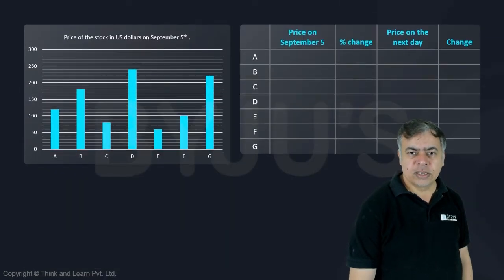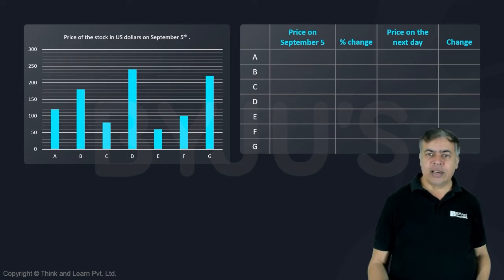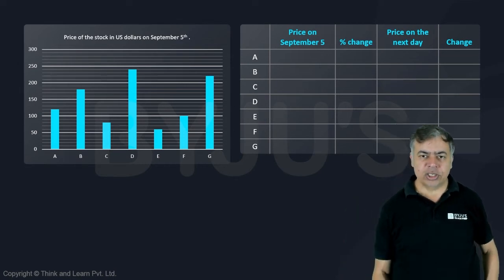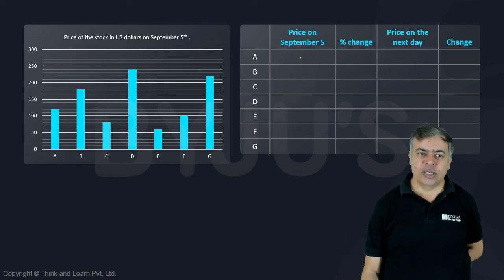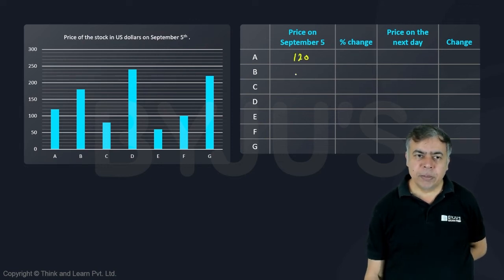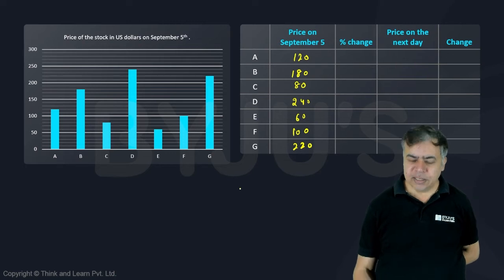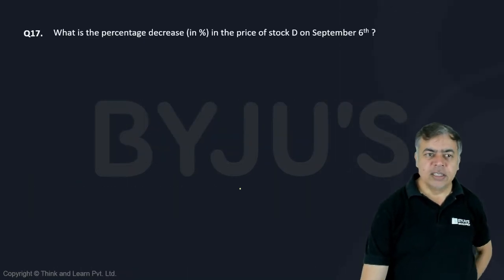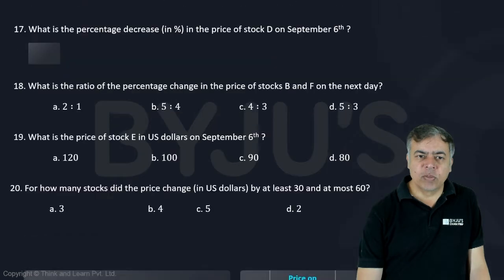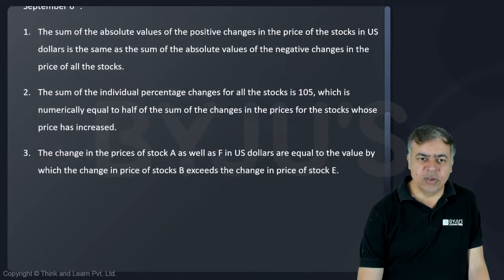Four questions are there. So I will write here the data, and the instructions I will go back and see. First thing, the September price. I know A price it is 120, B price it is 180. Okay, C price it is 80, D it is 240, and E it is 60. Then 100 and then 220. Okay, these are the prices. Now where are the instructions? Okay, I will go back to the instructions because instructions will be important.